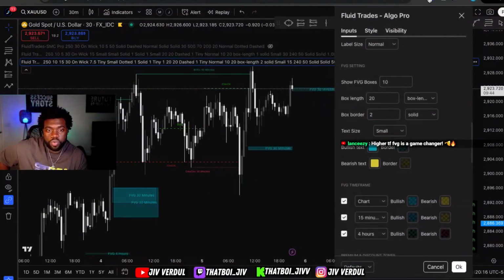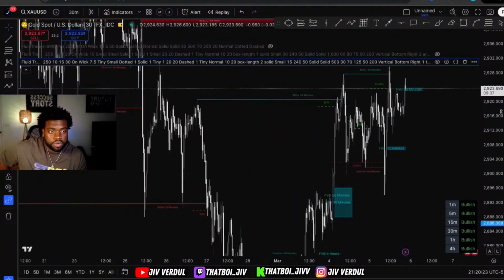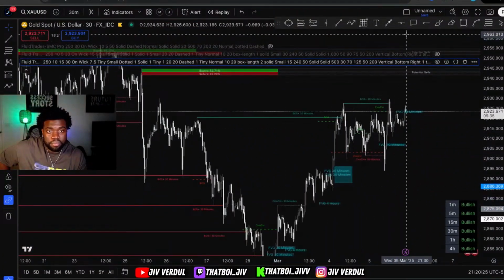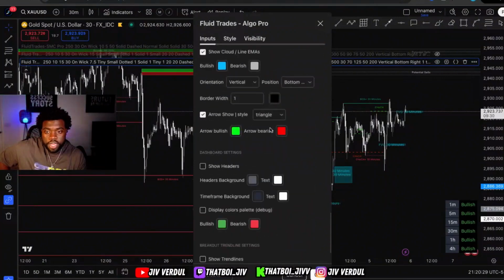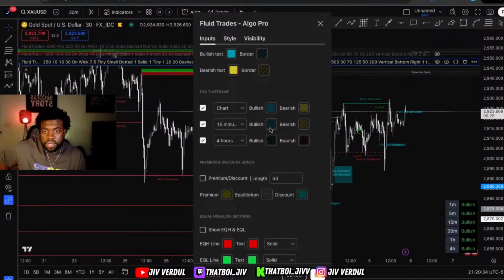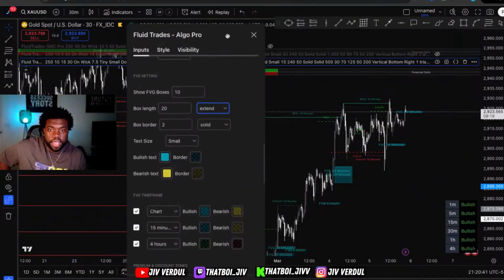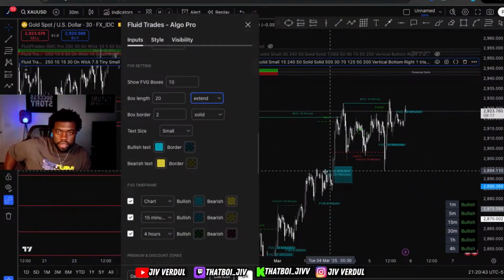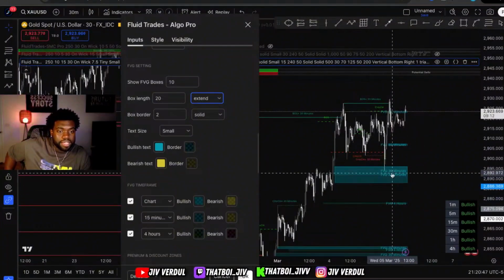With the settings, you're able to choose how many boxes you want to see on your chart, on your screen all at once. Do you want to see a minimum of 10 boxes or more? I know I'm moving too fast, but I'm trying to get everything down. Okay. You could change the box length. You could extend the fair value gaps, have them push all the way to the right, so they play more as a zone for you.